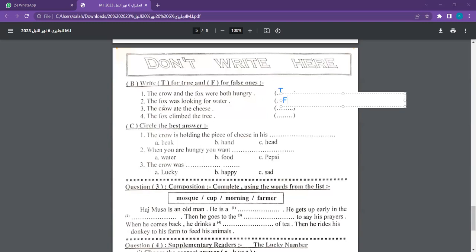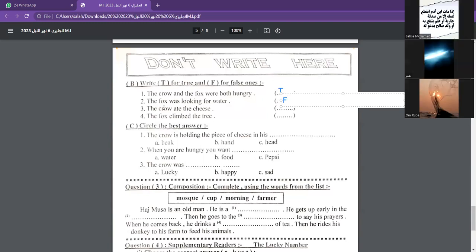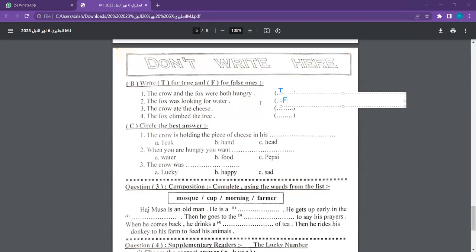Right. Number three, the crow ate the cheese. Is it true or false? Who ate the cheese at the end? The crow or the fox? The fox. That means, is it true or false? The crow ate the cheese. False. Very good. Good job, Omar and Ruba.